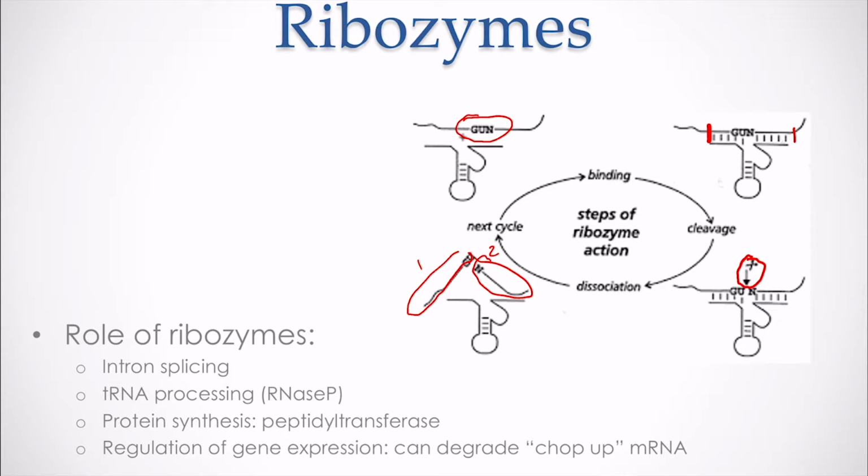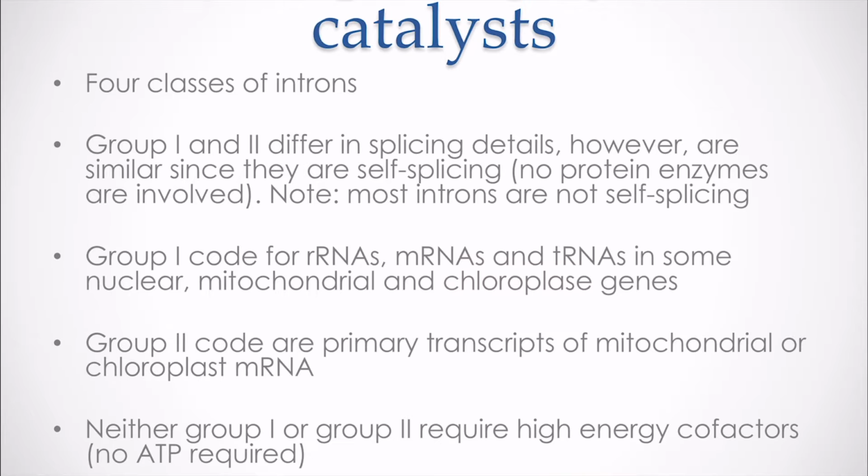Now, ribozymes are also going to be important for processing of our transfer RNAs. They are also going to be important for protein synthesis, and we'll talk about the peptidyltransferase ribozymes when we talk about protein synthesis. And also they can chop up messenger RNAs, so they're going to be regulatory as well.